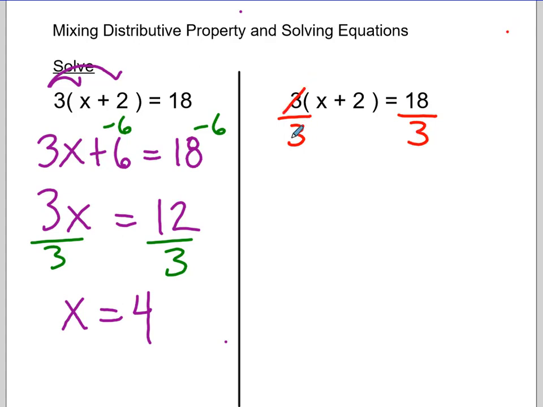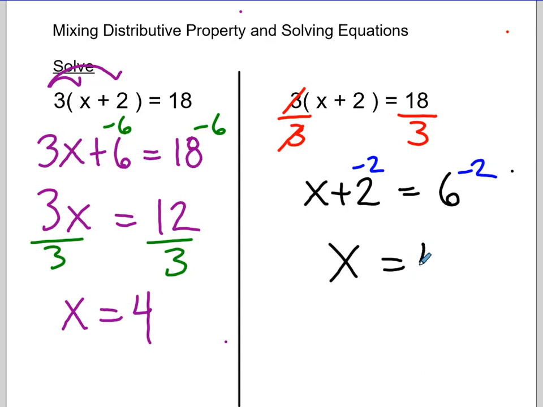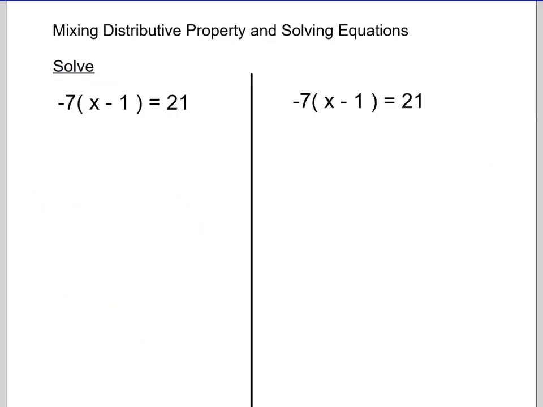So this 3 and this 3 cancel for 1. So I'm left with x plus 2 equals 6. Now from there, I'm going to go after this adding of 2, so I'm going to subtract 2 from both sides, and then I end up with x equals 4, which shouldn't be a big surprise because I have to get the same answer regardless of the technique I use. So let's try one more. You might want to pause this and try both techniques and see which one you like better.